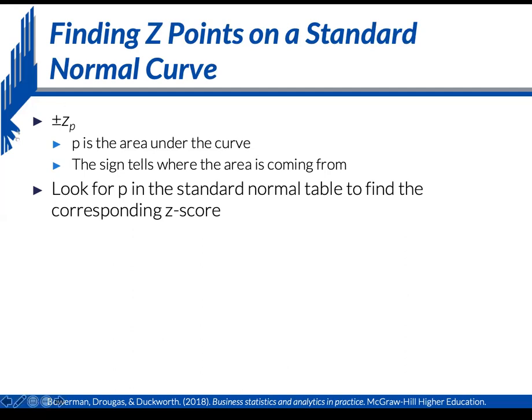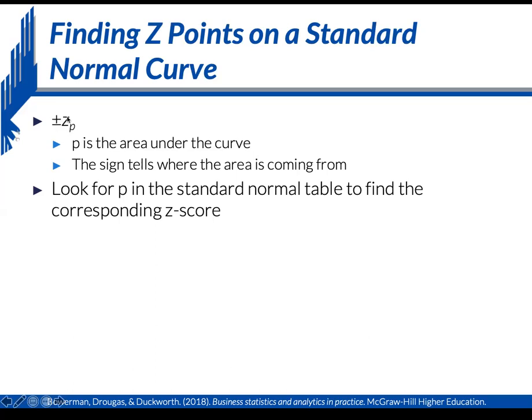So this notation here, that's positive or negative z with a subscript, which is a number. This is how we write z-scores. The subscript p here is a number, and that subscript is an area. That's a probability. And the sign before the z tells us where that area is coming from.